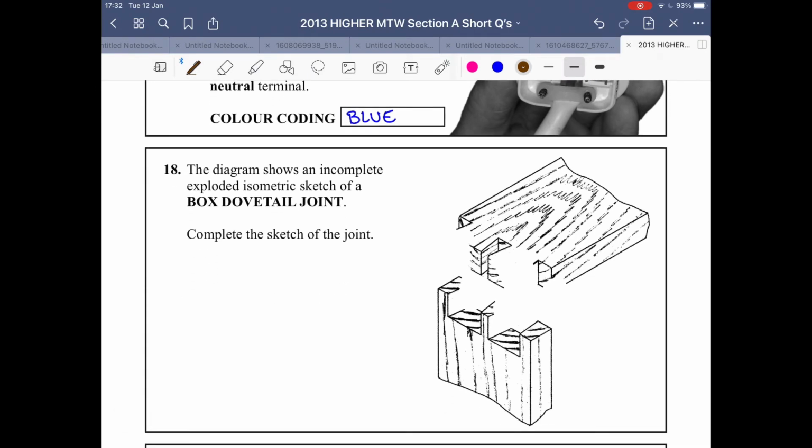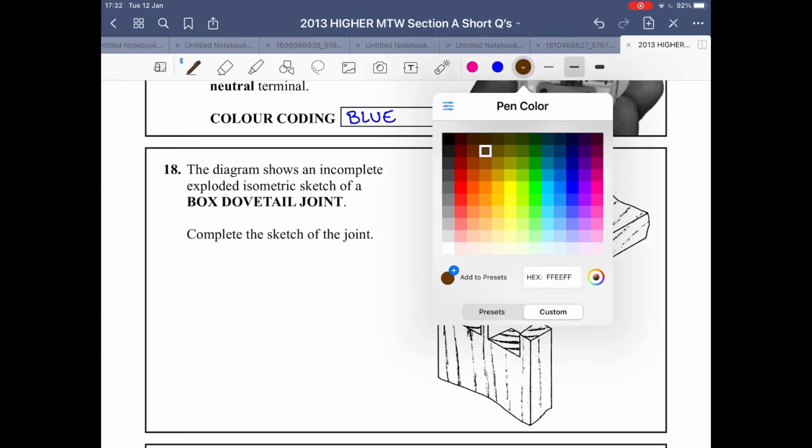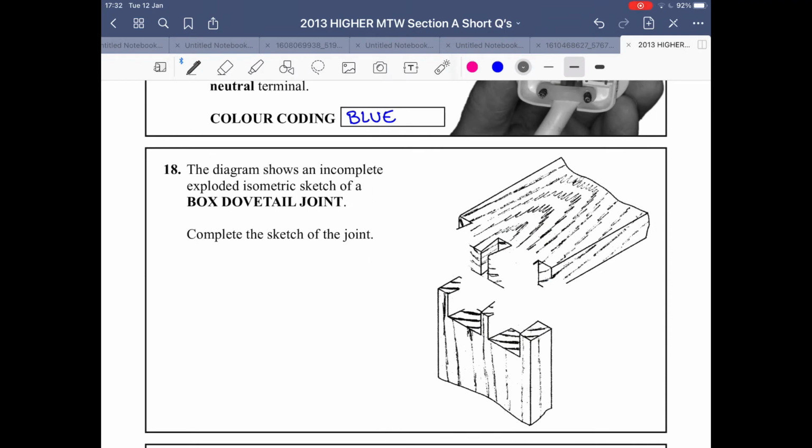Okay, diagram shows the incomplete exploded isometric sketch of a box dovetail joint. Now, some of you are very good at these, others not so much. To be honest, you're just completing what's there. And I know I'm reading again what it says in the question, but you're getting your ruler, you're getting out your pencil, and you are drawing in the lines that you're missing. But if you actually look at the question, they have the start of almost every line in there for you. So in order to complete it, you just continue those lines.